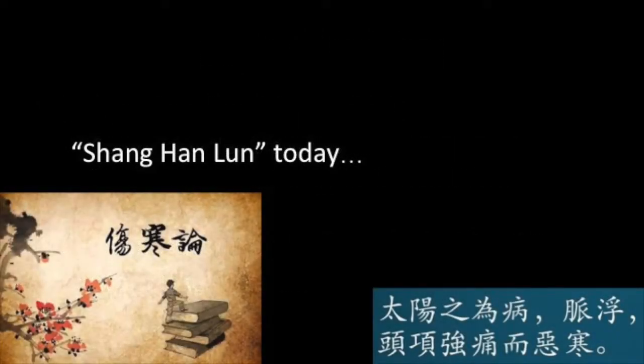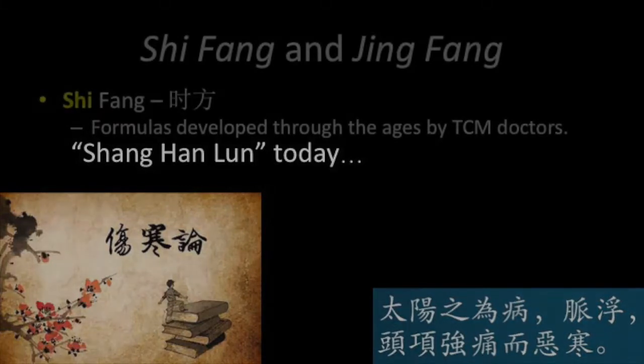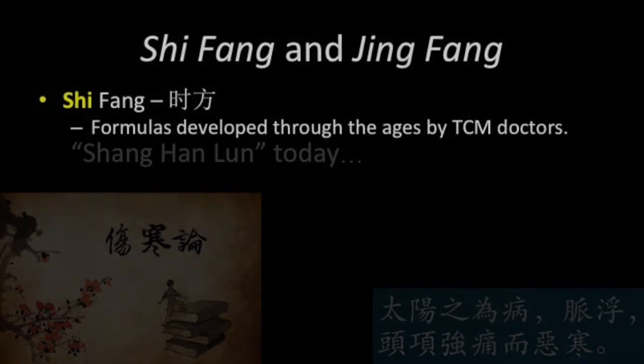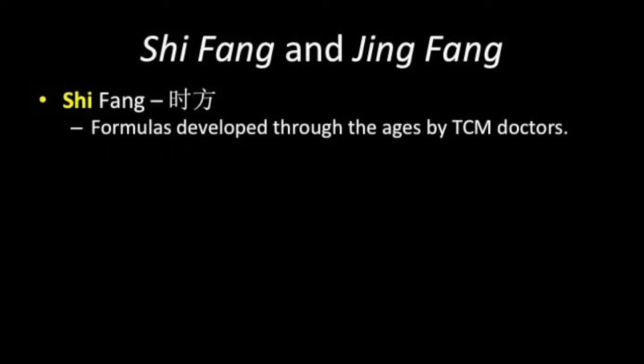Finally, a few words on where Shang Han Lun stands today in herbal practice. One could say that there are two types of herbal formula strategies in China today, and they can be termed Shifang and Jingfang. Shifang are the most commonly administered formulas today. They are based on the accumulation of experience of Chinese doctors throughout the ages. In addition to Zhang Zhong Jing's formulas, these doctors may use any of the formulas developed in the succeeding centuries.